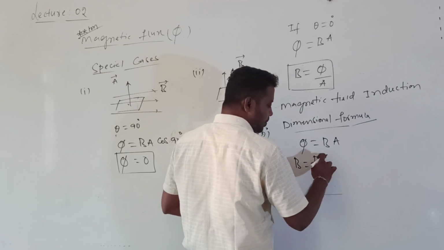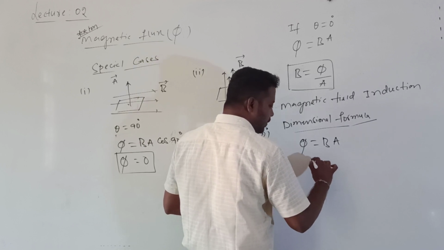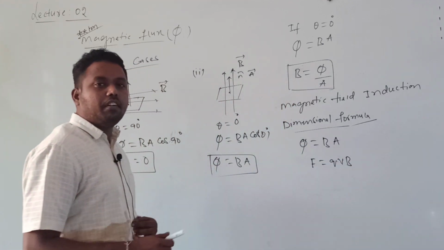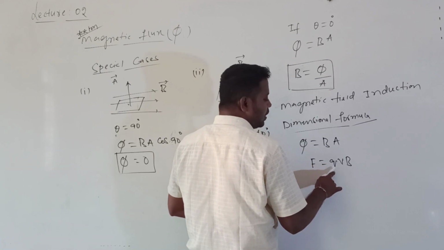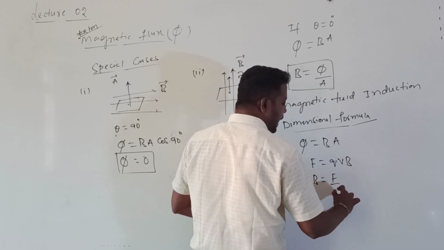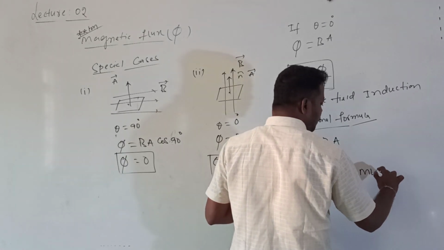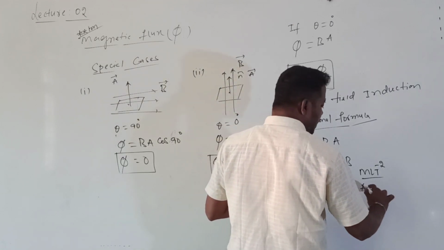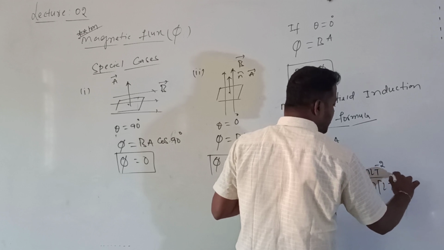Then or otherwise, as per moving charges and magnetism, we define that F is equal to Q into V into B. Whenever the magnetic field is perpendicular, the force acting on a charge is given by F is equal to QVB. From this, B is equal to F divided by Q into V. So what is the dimensional formula of F? M L T to the power minus 2, divided by charge A into T, and velocity L into T to the power minus 1.